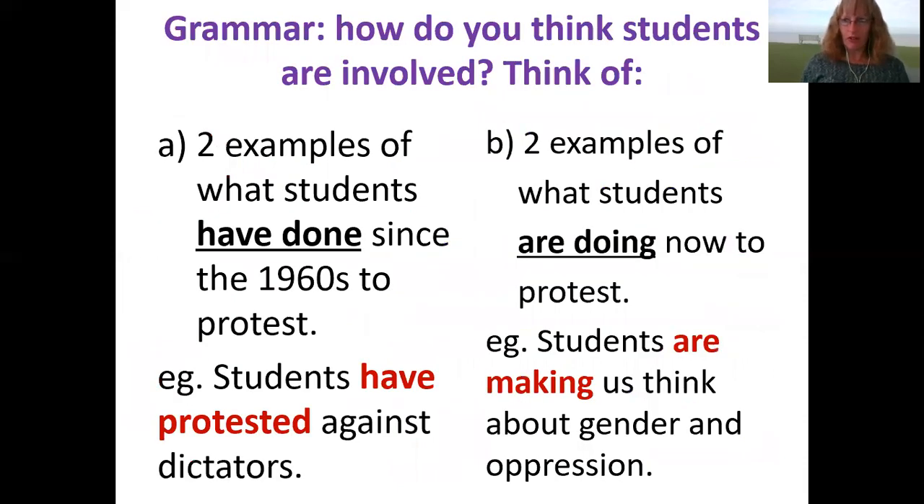So we're going to look at a little bit of grammar now. How do you think the students are involved in protesting against modern slavery? I want you to think about examples of what students have done to protest and examples of what students are doing now to protest. You have some example sentences there. Can you think and write 2 more examples in those same tenses? Pause to write.